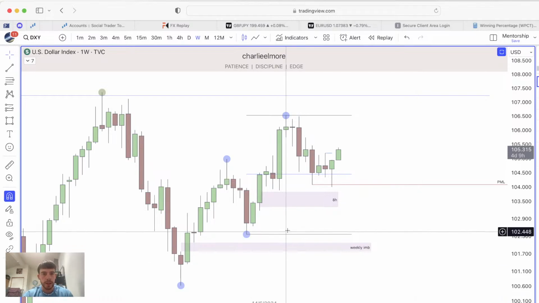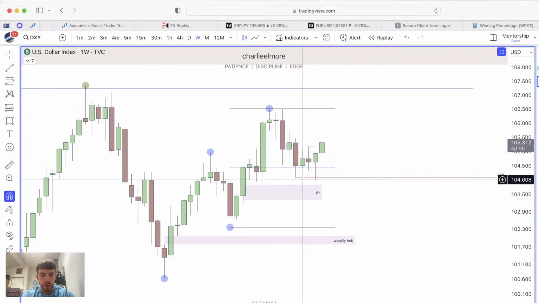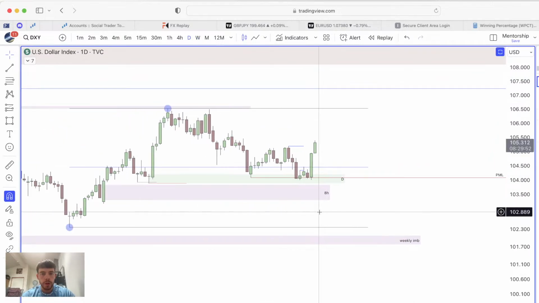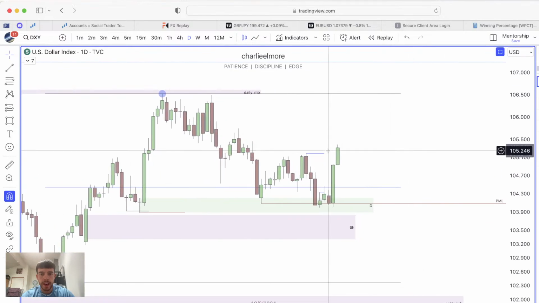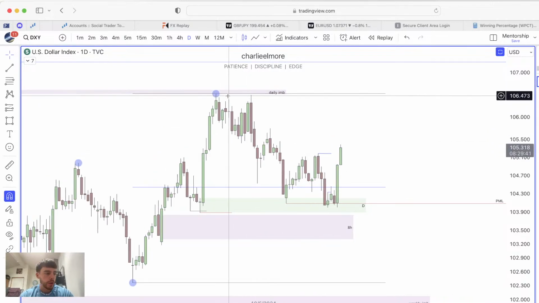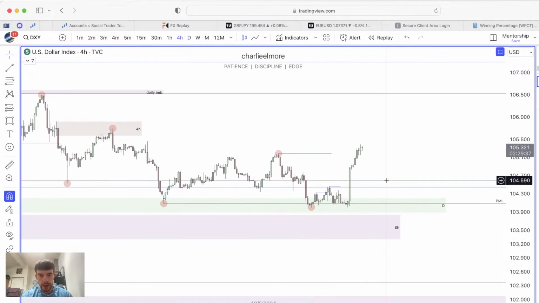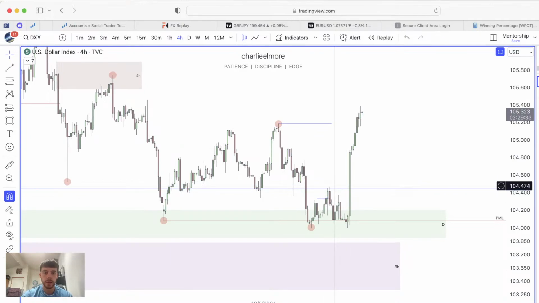Beginning on the dollar index, price has moved away fairly nicely from our area. If we go down into the daily time frame, if we can get this daily candle to close above this high, then I definitely think momentum is going to continue to the upside to potentially take out those highs right there, right?